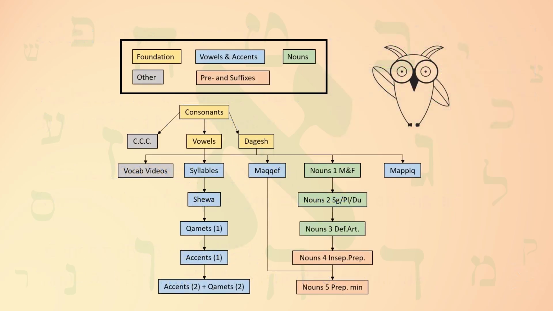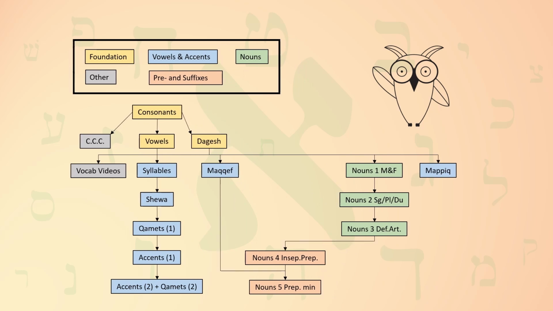And that was your introduction to the semi-separable preposition min. Next we'll be delving into nouns again and look at the absolute and construct states, spread out over 2 videos. First we'll look at their forms, and then we'll look at function or their meaning.